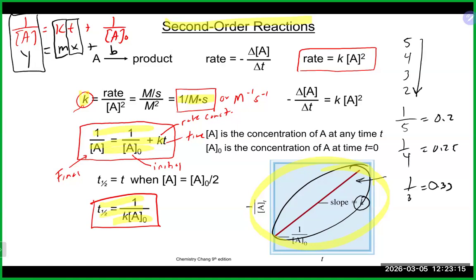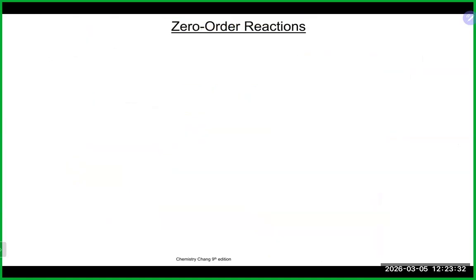And that 1 over relationship also affects the half-life, because as the concentration goes down, it will have a similar effect on the half-life, in terms of it going up or down depending on concentration.